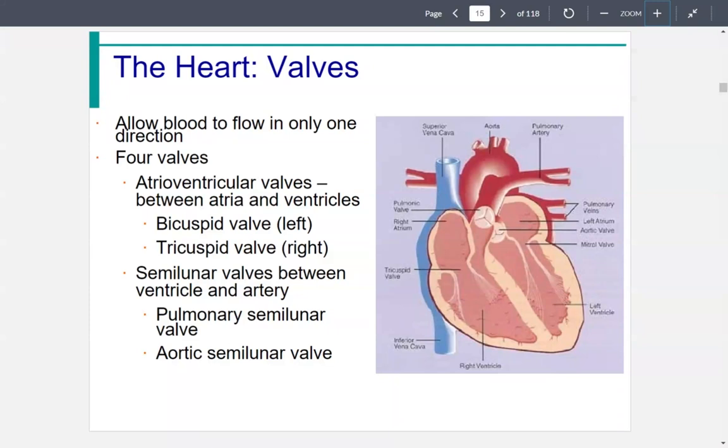Then at the end of each ventricle, or the exit to each ventricle, I should say, there will be a semilunar valve. The semilunar valve between the right ventricle and the pulmonary artery is going to be referred to as the pulmonary semilunar valve, and the valve between the aorta and the left ventricle is going to be referred to as the aortic semilunar valve. And you can actually see those right there.